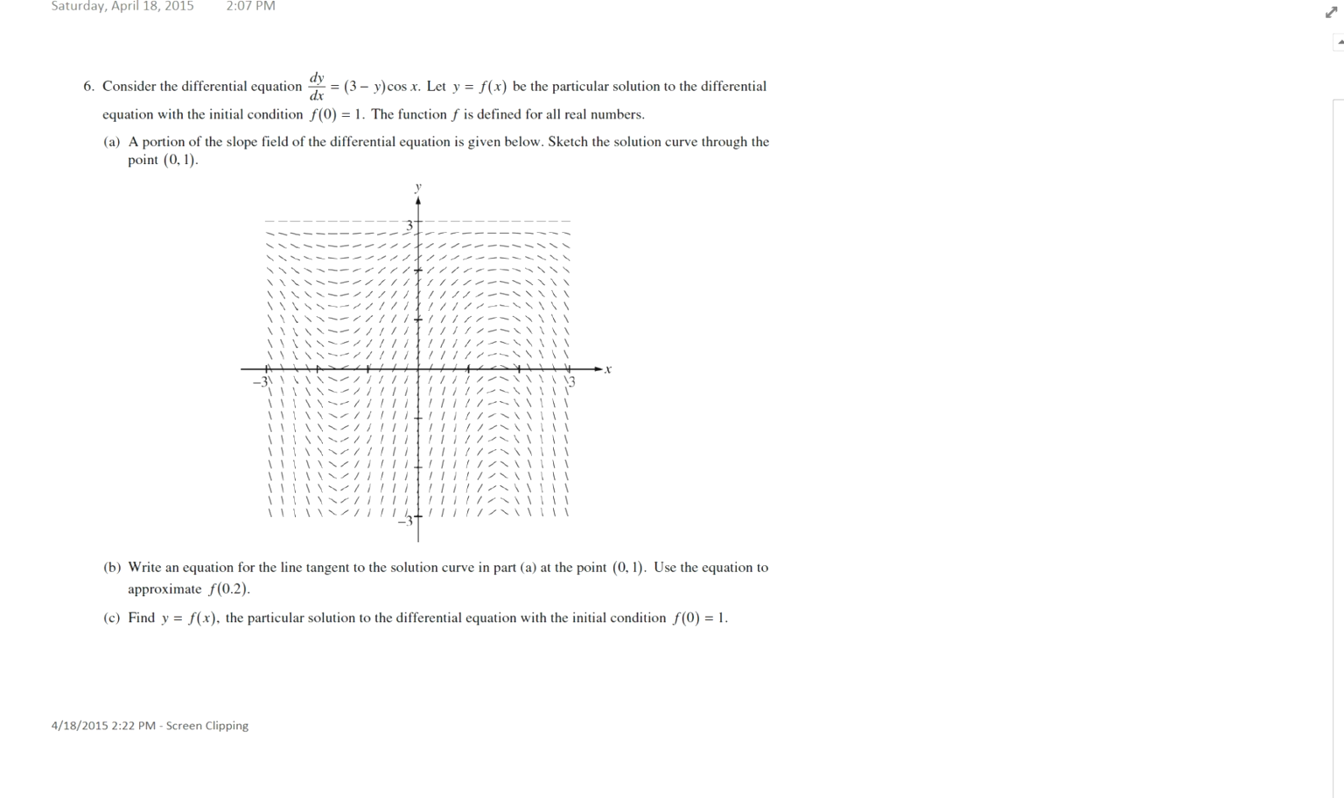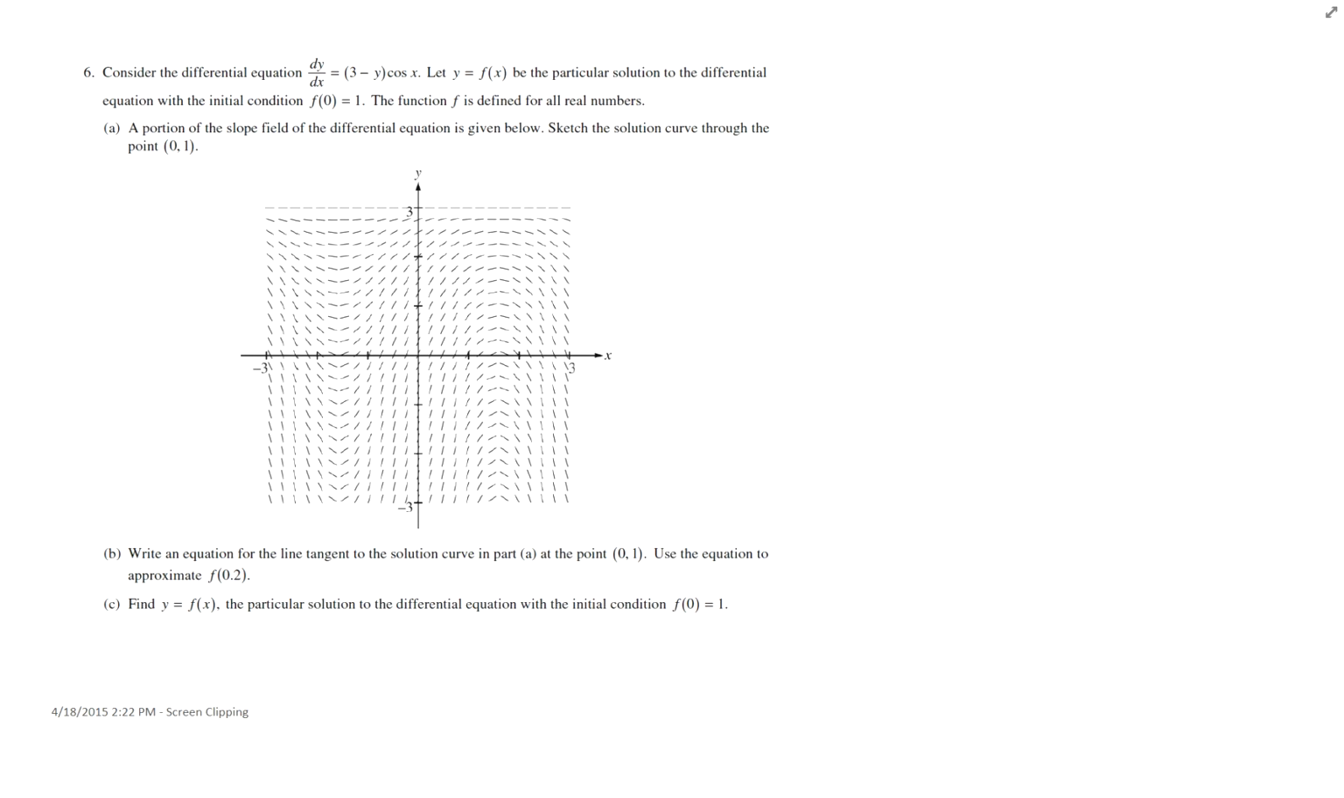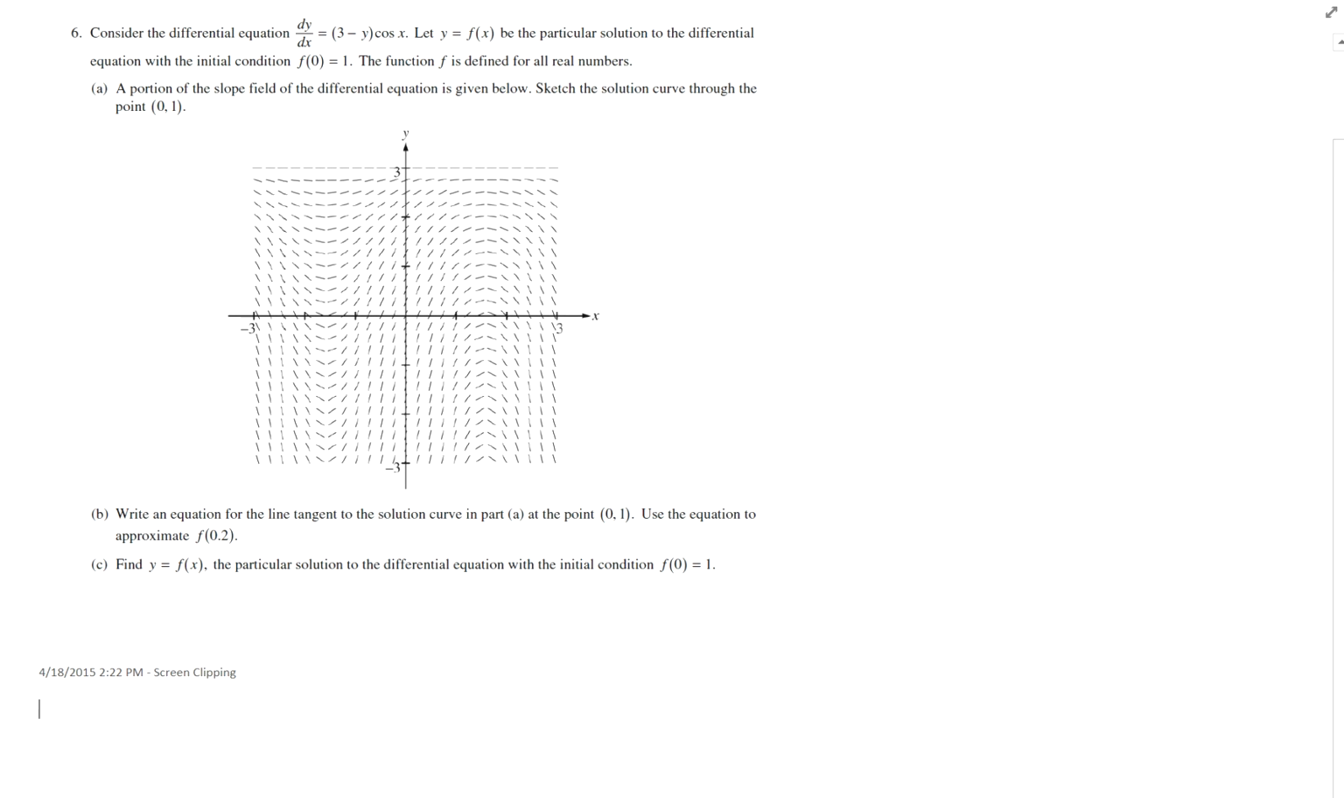Okay, last one, number 6. Consider the differential equation dy/dx = (3 - y) cos x. y = f(x) is a particular solution to the differential equation with the initial condition f(0) = 1. A portion of the slope field is shown. Sketch a solution curve through the point (0, 1).